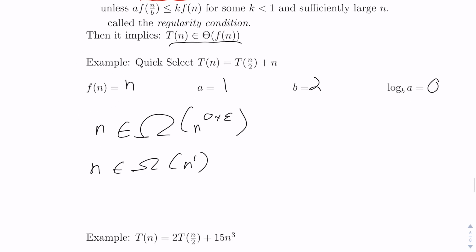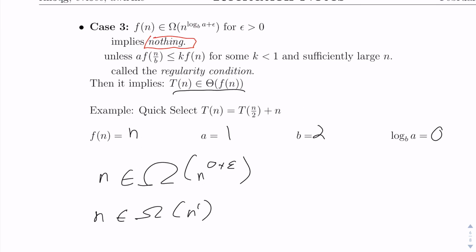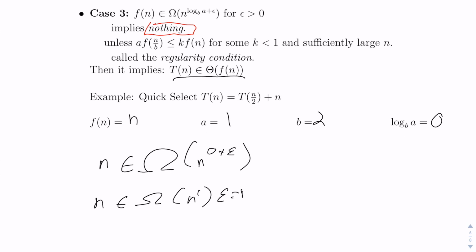Good. So we know where we are in case 3, because we've picked this epsilon equals 1 such that the condition holds. We know we're at least in case 3, because we could pick this epsilon naught. Right, and so now that we know that we're in case 3, we have to check this regularity condition.